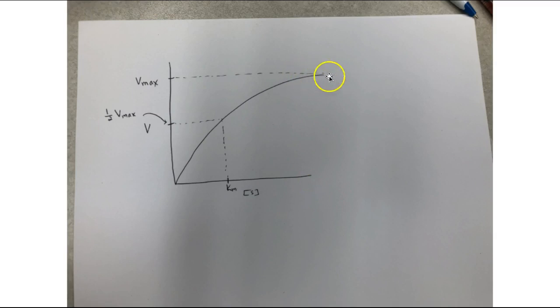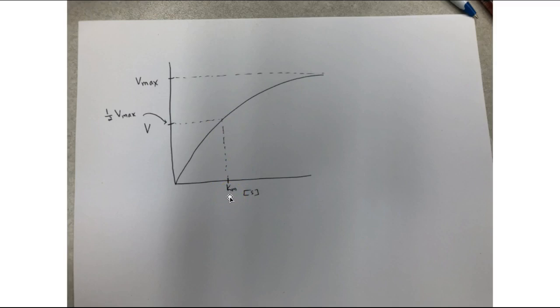We call this maximal initial reaction rate Vmax, and we call this number right here Km, or the Michaelis constant. Km is a specific substrate concentration at which the initial reaction rate is equal to 1/2 Vmax. So to find Km on this graph, you would say here's Vmax, here is 1/2 Vmax, and then wherever this curve is present at 1/2 Vmax, we go down to the x-axis, and that is our Km value.